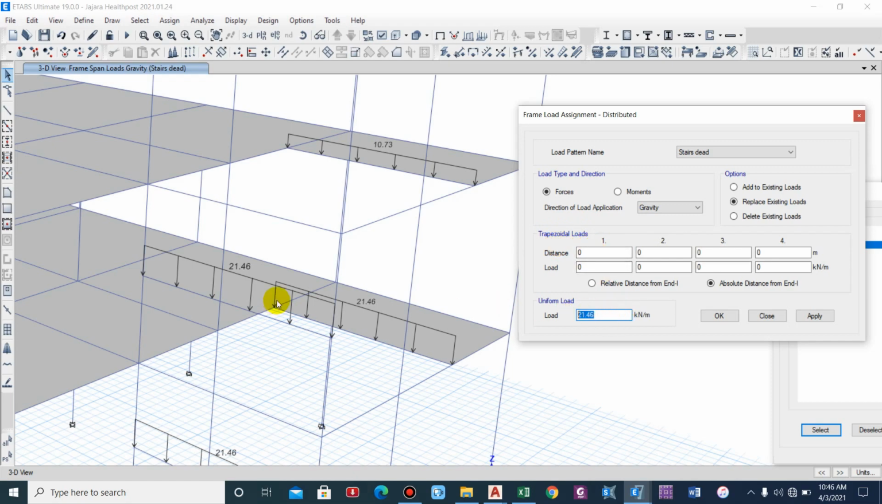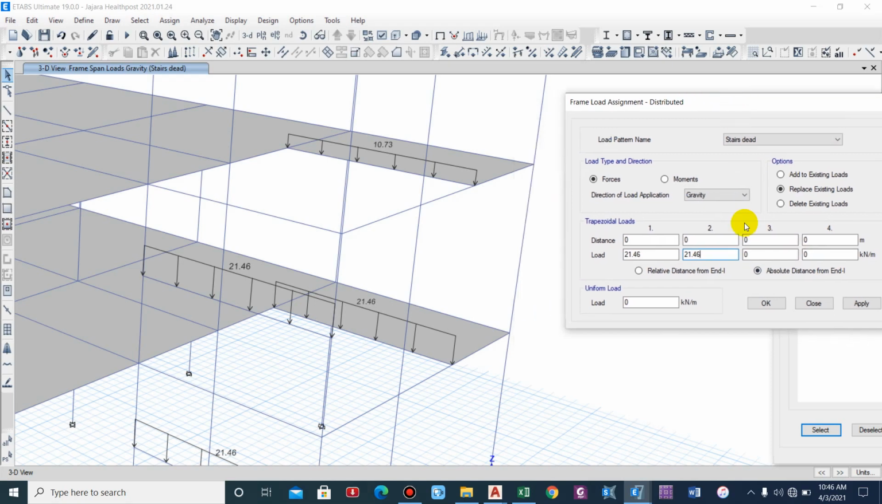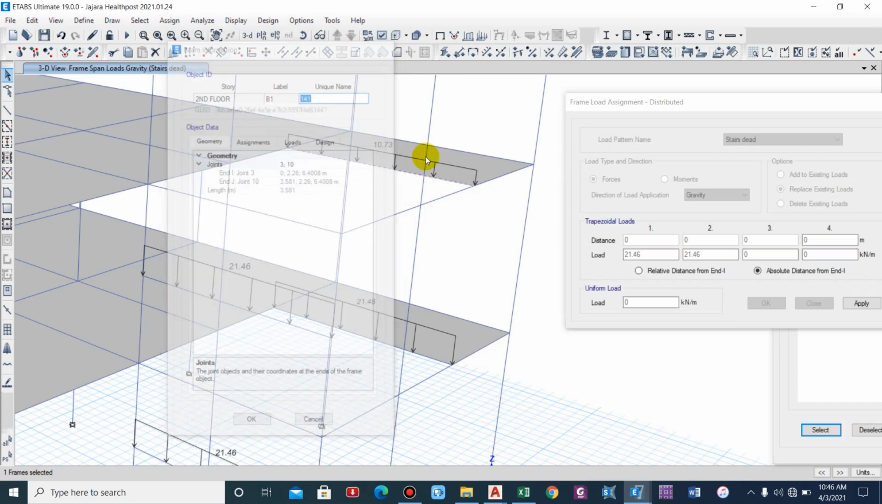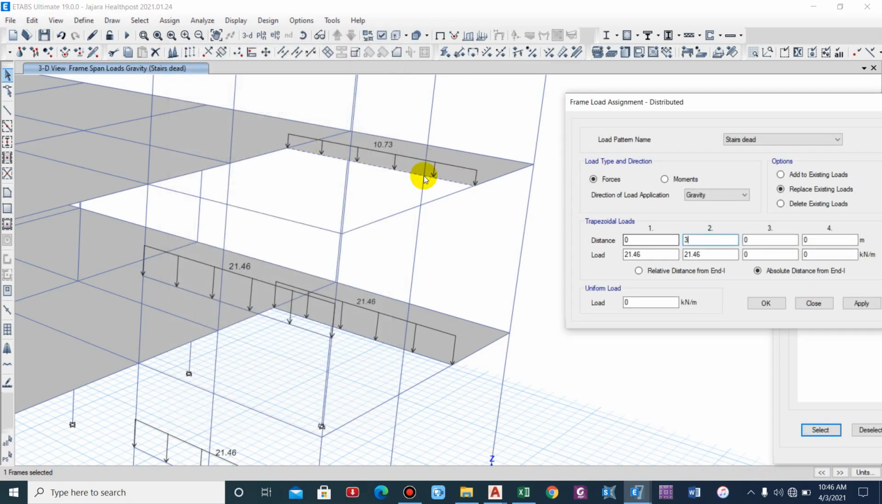So 0 load will be 21.46. Make sure to select absolute distance from end I. So remember, it will apply the load considering end I, and for this beam, this is the end I, but the load is to be applied from this point. Let us see the width of the section, 3.581, and similarly it will be 3.581 minus 1.52. Apply. So 3.581 minus 1.520 will give me this point.